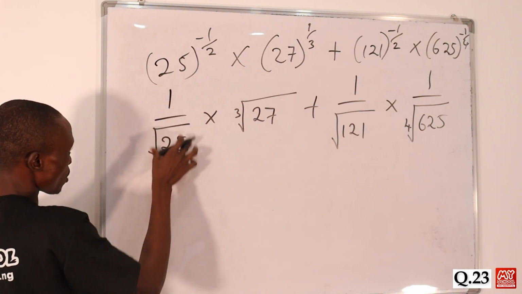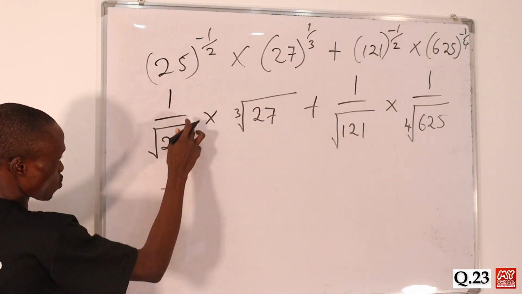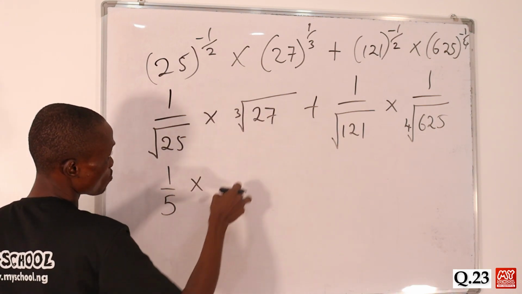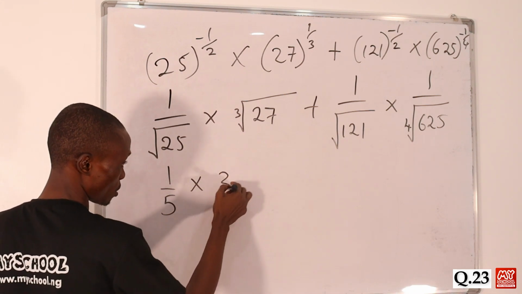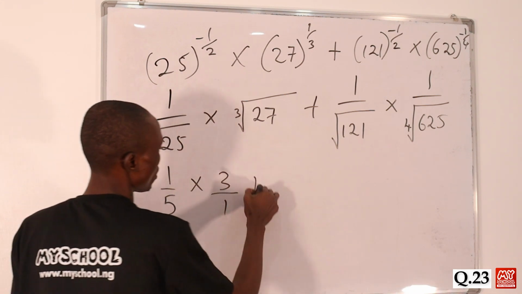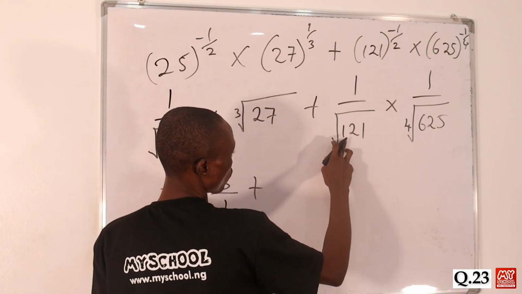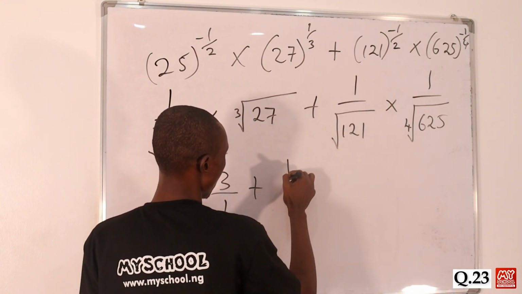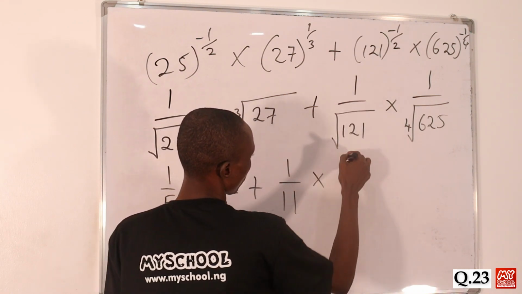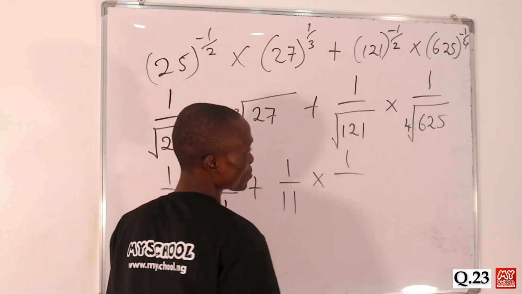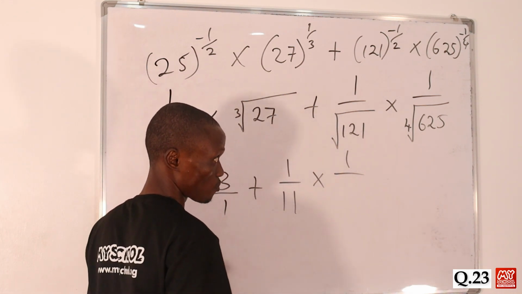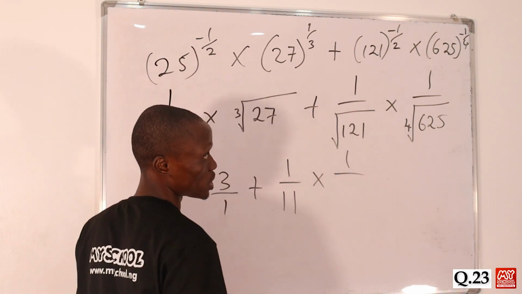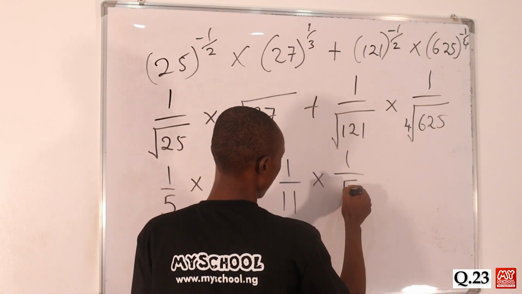So here we'll be having 1 over 5 because the square root of 25 is 5. Then times, here, since we are looking for the cube root of 27, that will be equals to 3, okay? This will also be over 1. Then plus, here, the square root of 121 is 11. So here we'll be having 1 all over 11, then times 1 over. Now, the 4th root of 625 is equals to 4, okay? 4th root simply means 4 numbers that are the same that you multiply together to give you 625, okay, and that is 5. Okay, so here we'll be having 5.